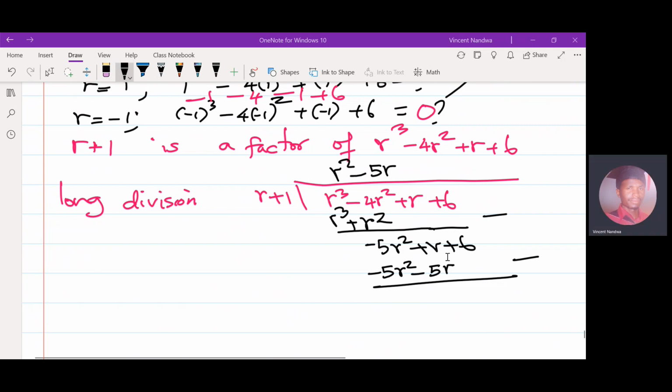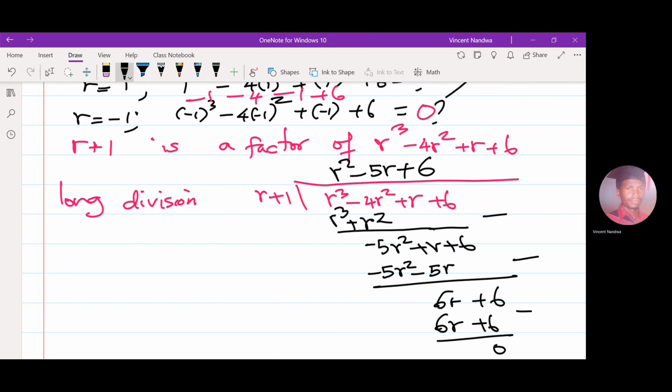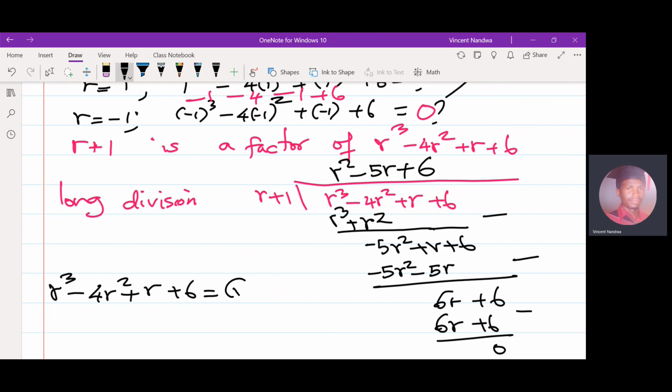So 6r plus 6. Well, we'll have minus is plus. So 6r plus 6. So what should I multiply by r to get 6r? 6. So 6r plus 6. And when you subtract, you get 0. Yeah, so that means that the equation r cubed minus 4r squared plus r plus 6 is nothing but r times r squared minus 5r plus 6.